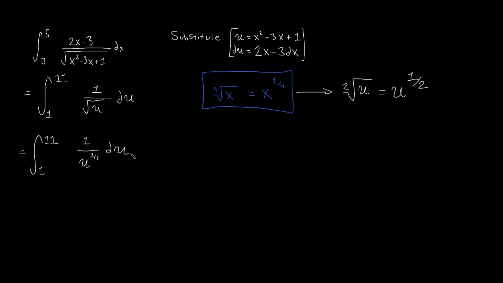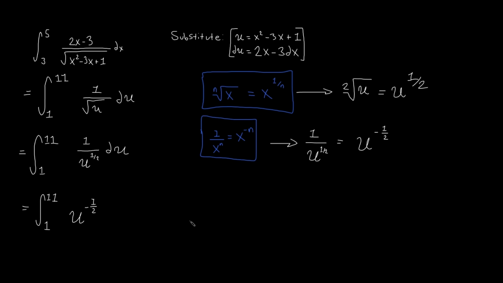Now we have the integral from 1 to 11 for 1 over u raised to the 1/2 power. Now we want to mathematically manipulate this again, and we will use another rule of exponents. This says that if you have a fraction and there's something that's being raised to a certain power in the denominator, you can actually bring that up, but you have to make the exponent negative. Let's apply that here. 1 over u raised to the 1/2 power is the same thing as u raised to the negative 1/2 power. We can change our integral again. We now have the integral from 1 to 11 for u raised to the negative 1/2 power.